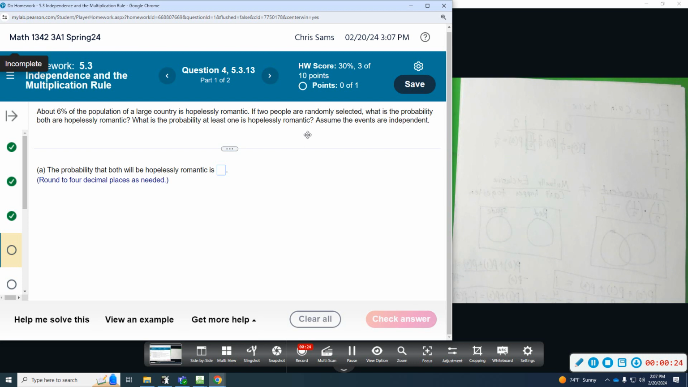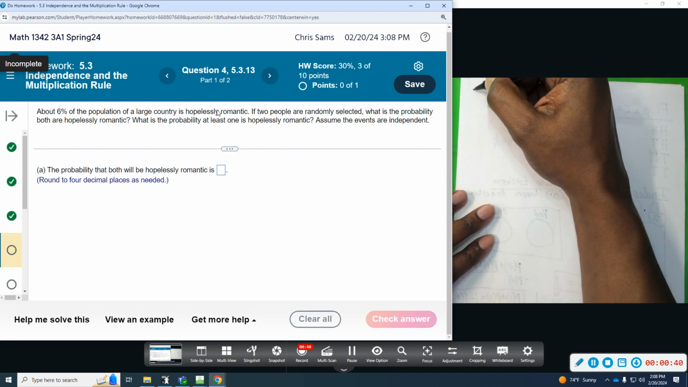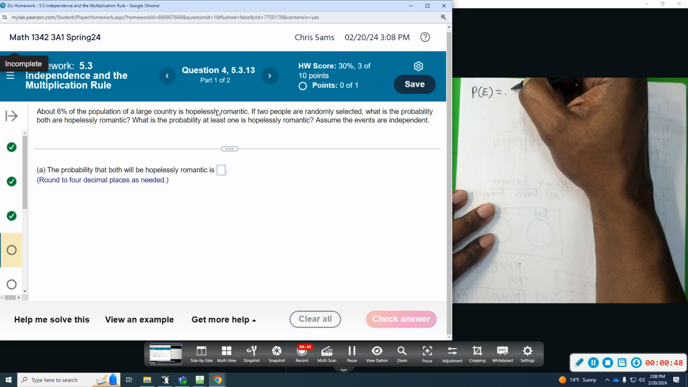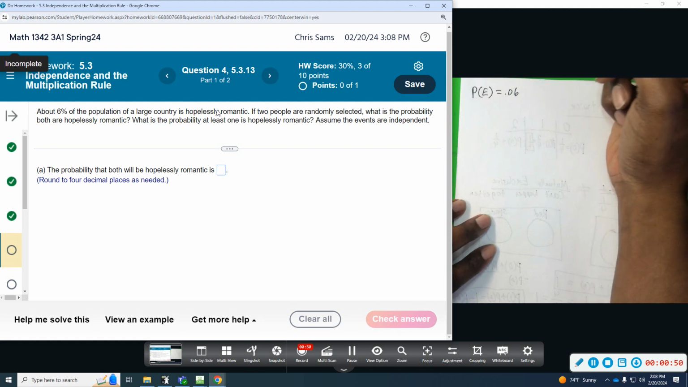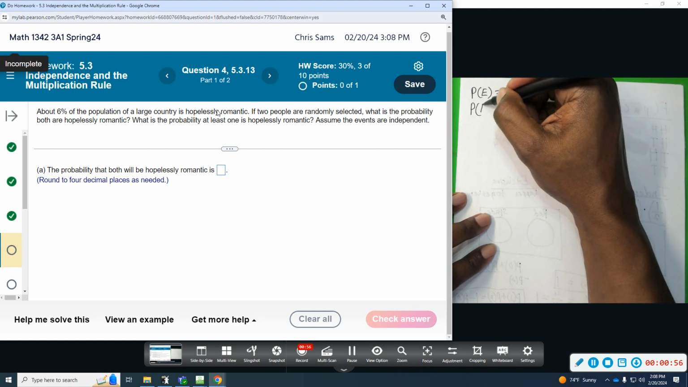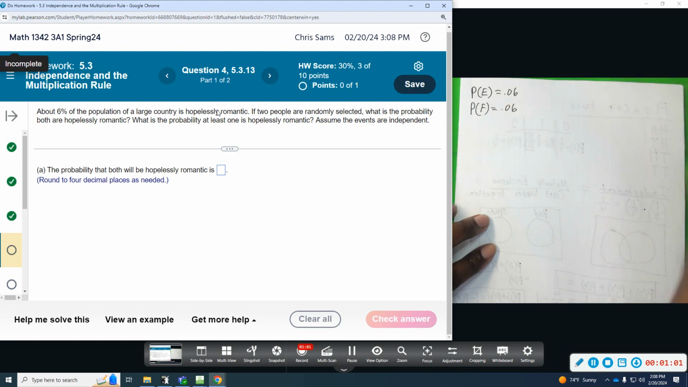Okay, so here they tell us the events are independent. So we got 2 parts. Part A, the probability that both will be hopelessly romantic. So we are told 6% of the population is hopelessly romantic. So that is the probability of being hopelessly romantic. So we have person 1, which we've been using E and F for events. So the probability this first person is a hopeless romantic is 0.06. You're going to change that 6% to a decimal. The probability that this second person, we'll call him person F, is also a hopeless romantic is 0.06. It's the same. That's the probability.